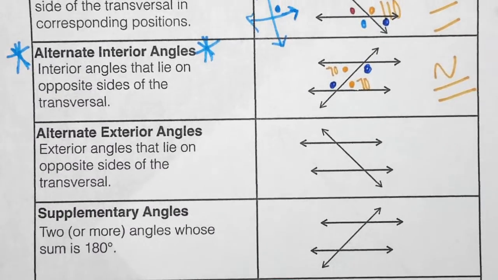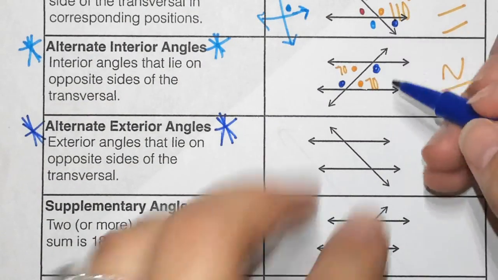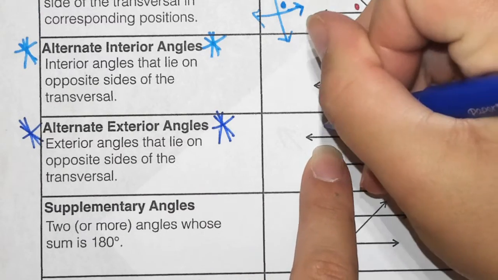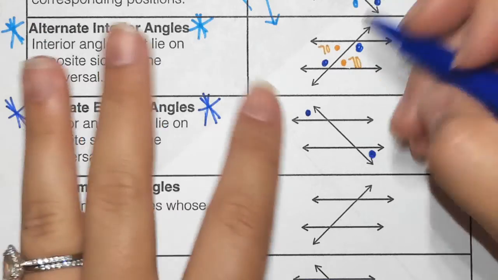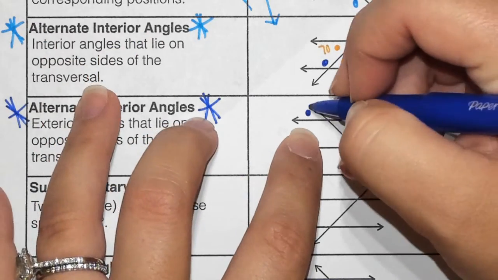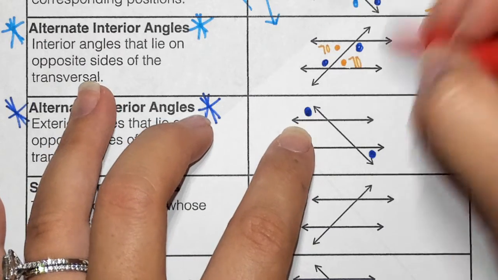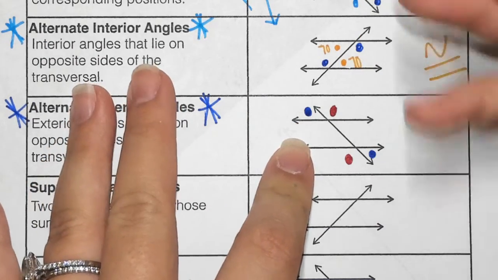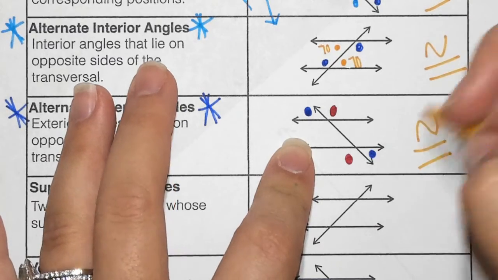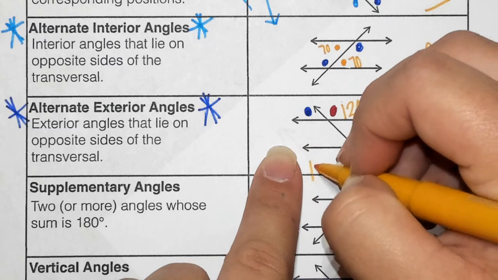Okay, just like you have alternate interior, you also have alternate exterior, which is basically the same thing. They're on opposite sides of the transversals, but they're on the outside of the two lines. So both of them are opposite and on the outside. So we have two sets, and those are also congruent to each other. So if this is 120 degrees, so is this.